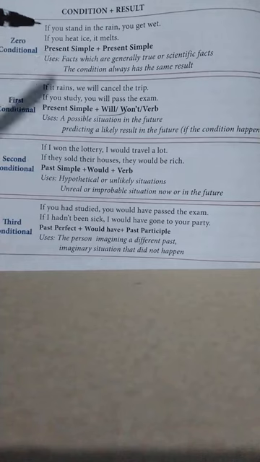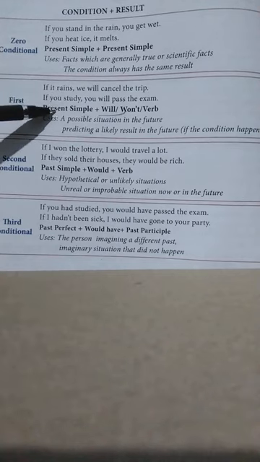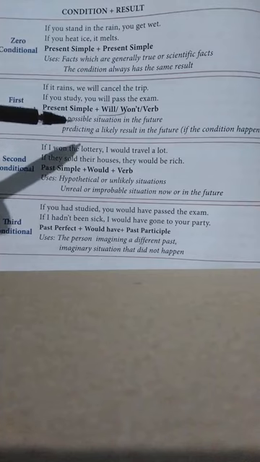But in the zero conditional, there is no second thought. In the first conditional, the second thought is there. That's why, see, if it rains, present tense, will plus verb. Will plus verb, cancel. So what is the formula here? If plus present tense, then you will come across will plus verb, right?